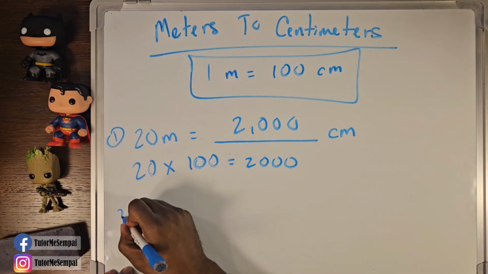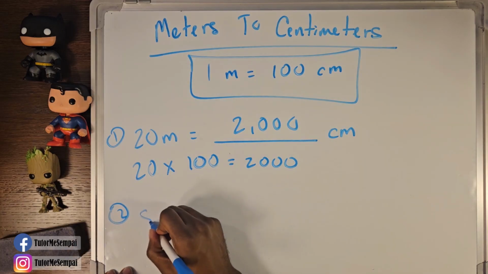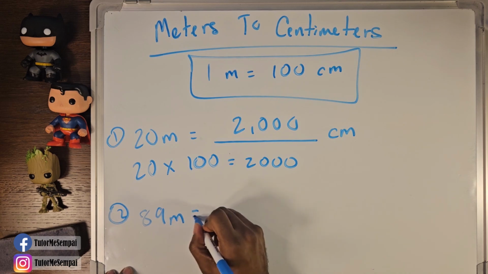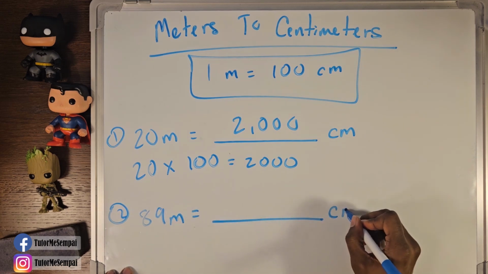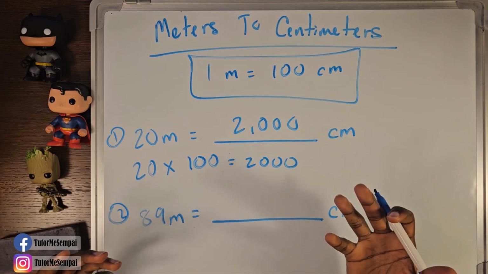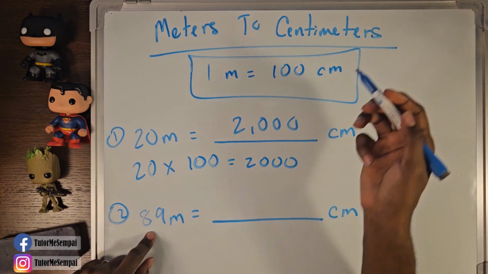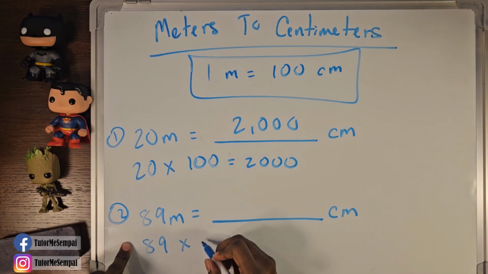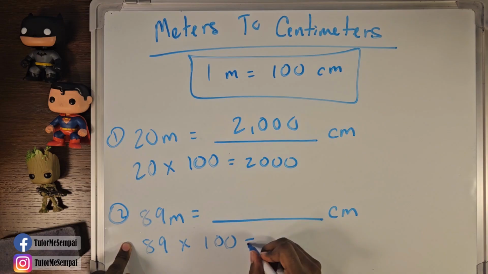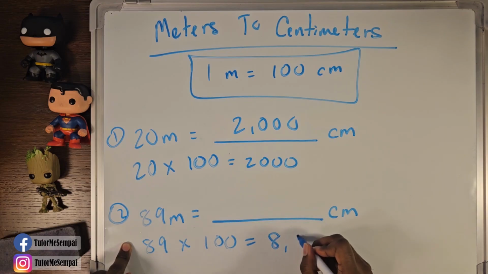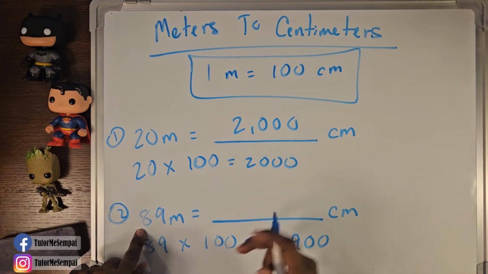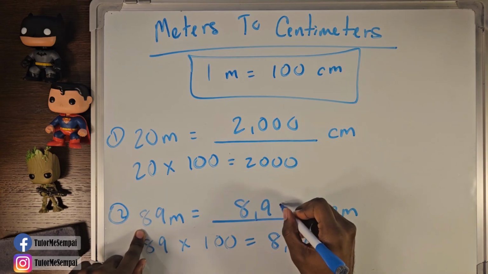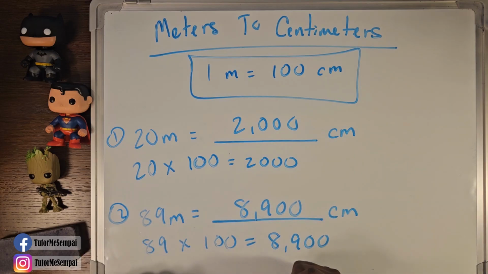Let's look at one more example. Let's say we have 89 meters, and we want to know how many centimeters we have now. We're going to do the same thing. Each meter is going to be 100 centimeters. We have 89 of them. So we're going to multiply 89 times your 100. And when you do that, you're going to have 8,900, which tells us that when we have 89 meters, we're going to have 8,900 centimeters.